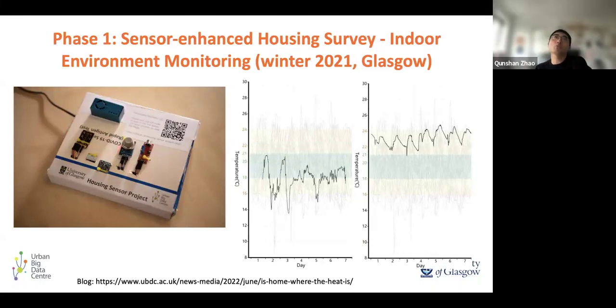We started with our phase one back in winter 2021 in Glasgow, which was a time when we had really high energy prices, and also still at the end of the COVID period, and we tried to assemble our own sensors. I will talk more about that, but you can see that we reused the boxes from the COVID testing boxes in the UK. We're putting different sensors there, and you can see some measurements we have done over 7 days.